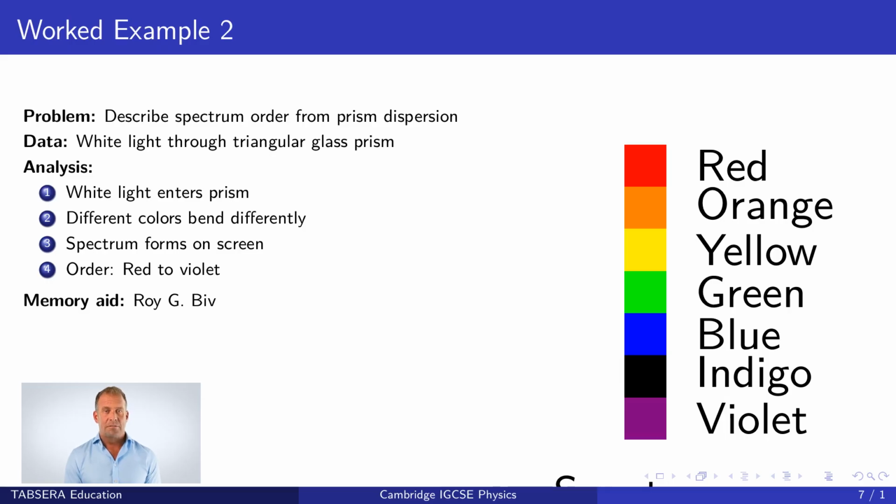Example 2 examines spectrum formation and colour order. The problem asks us to describe the spectrum order from prism dispersion. The setup uses white light passing through a triangular glass prism. Now we analyze step by step.